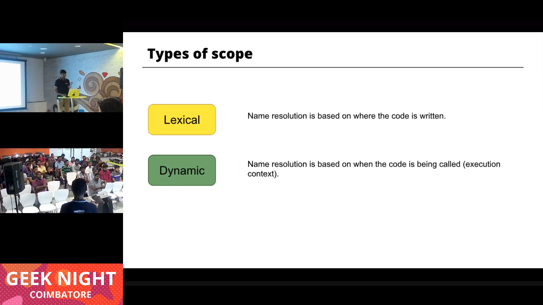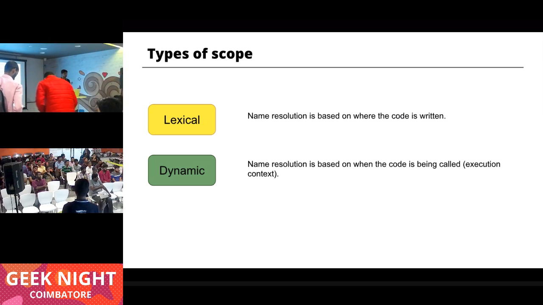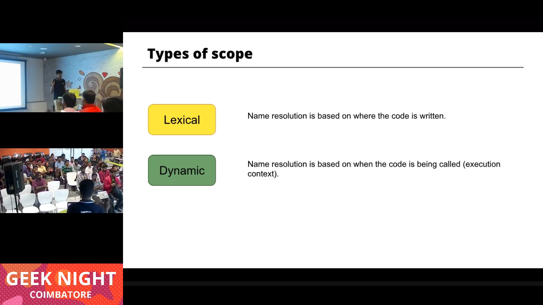Normally we have two types of scopes in our languages. One is lexical and the other is dynamic. Lexical scoping means the scope is defined based on how you write your code, not on runtime name resolution. Whenever you encounter a variable or function and try to resolve it, the resolution happens based on how you have written and nested your code. That's called lexical scoping.